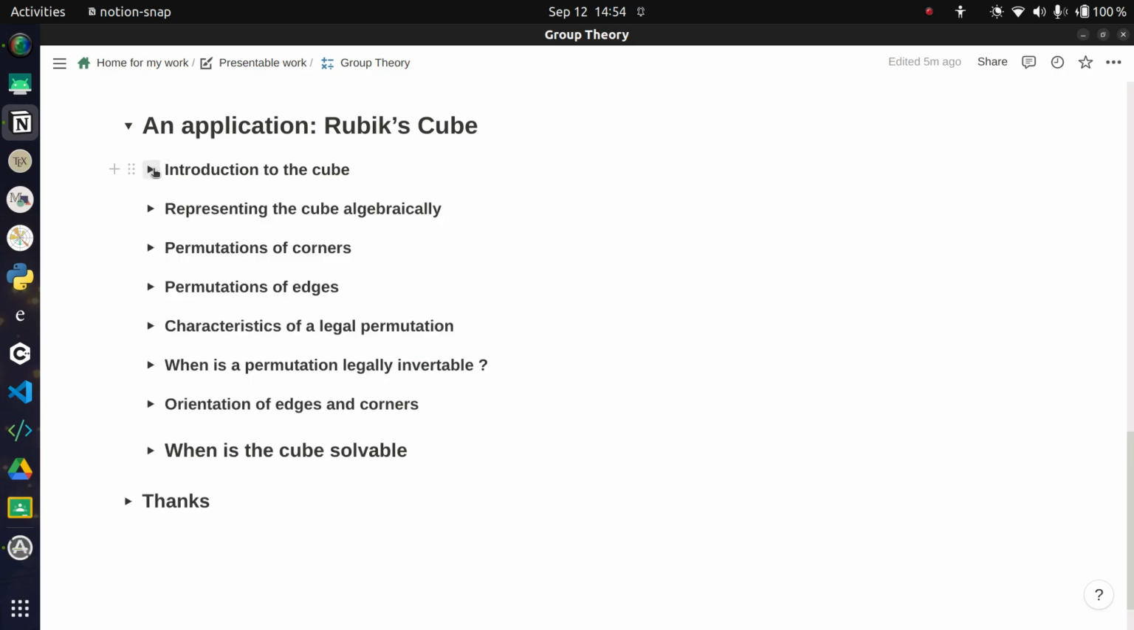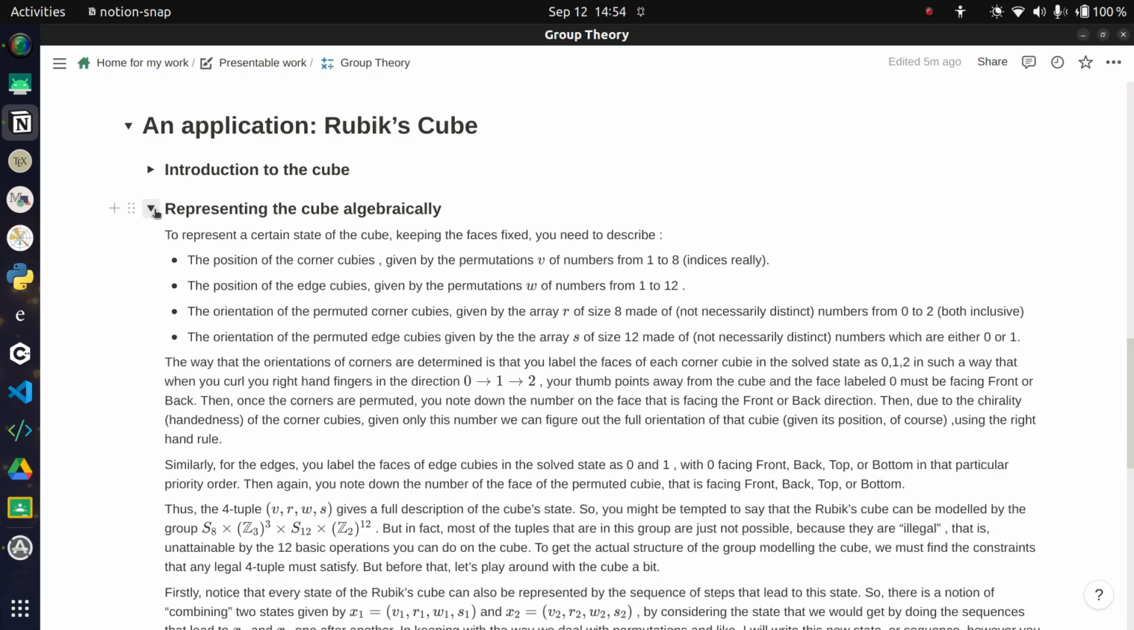We aren't just solving the cube, we are figuring out how to solve the cube. Alright, so before solving the cube, we have to decide on some notation. How are we going to represent any state of the cube using numbers or some algebraic concept?